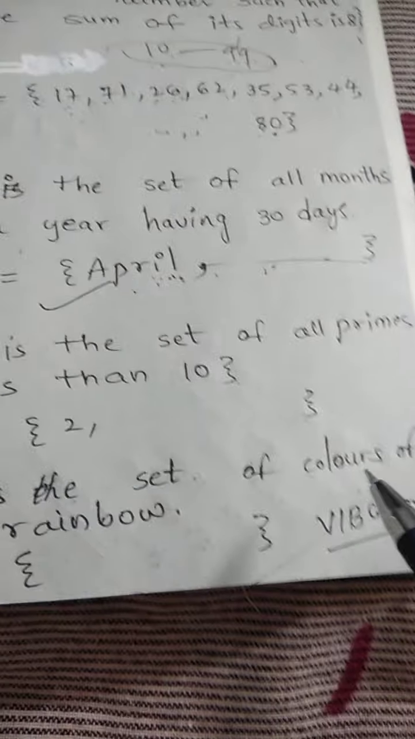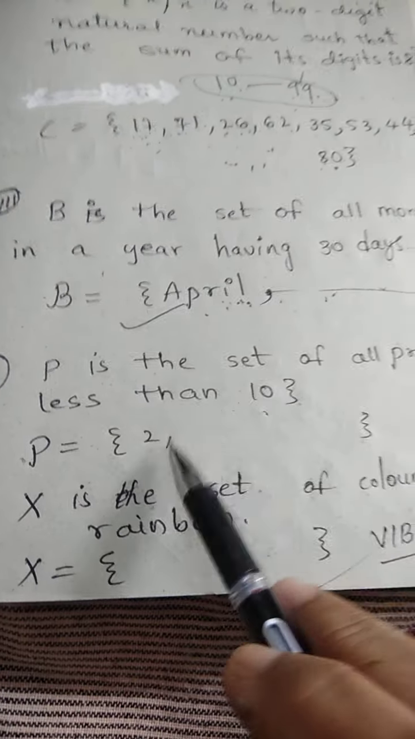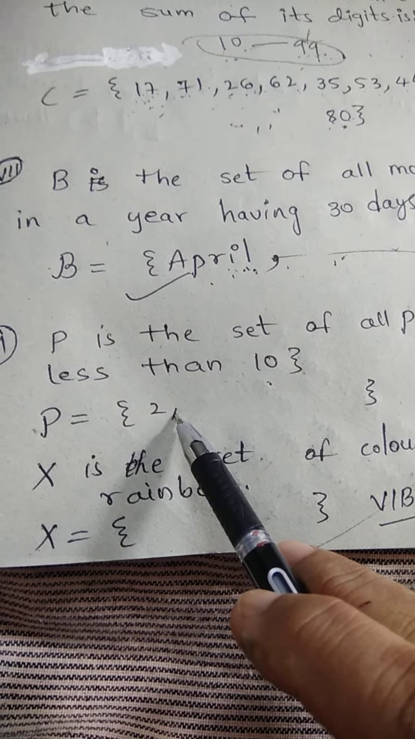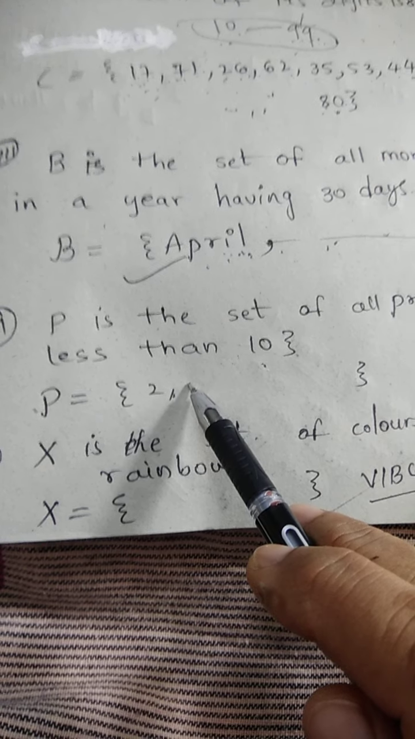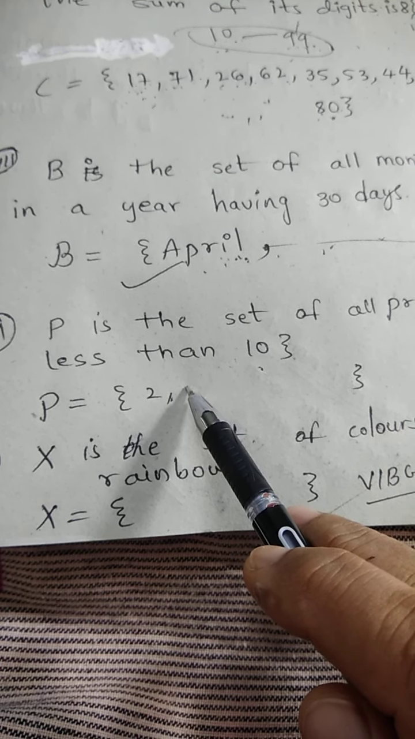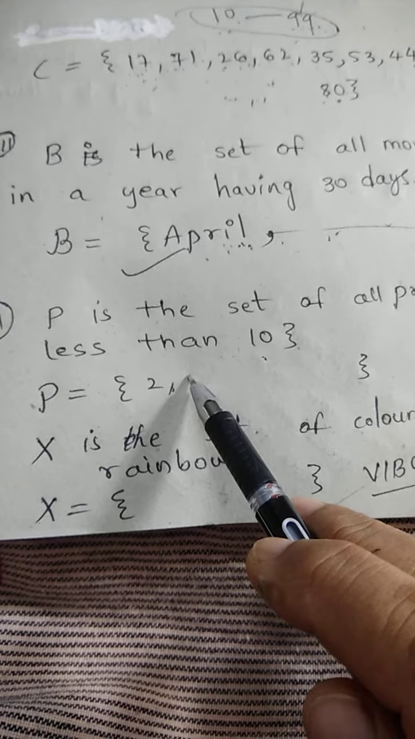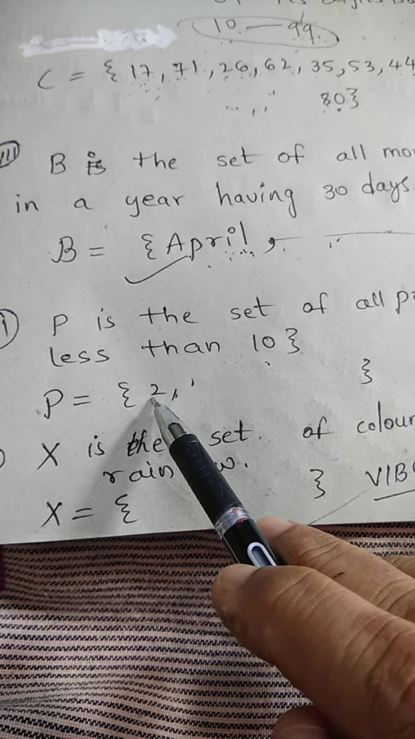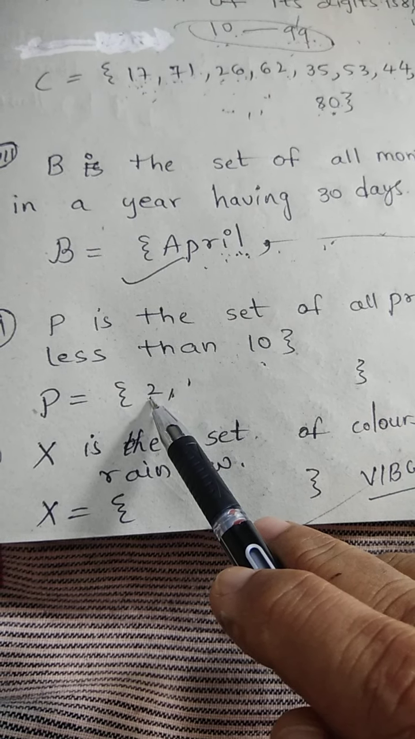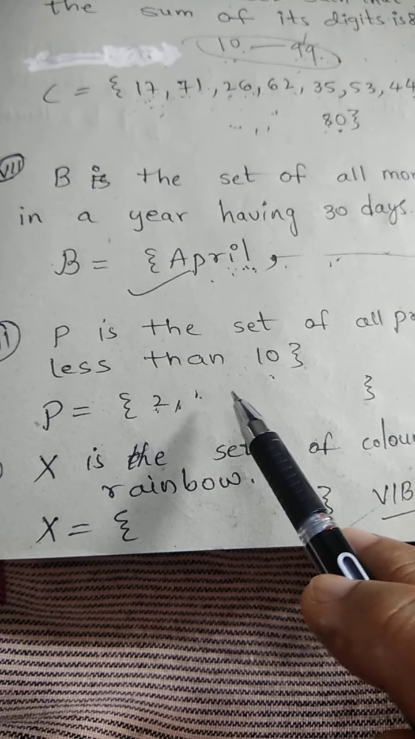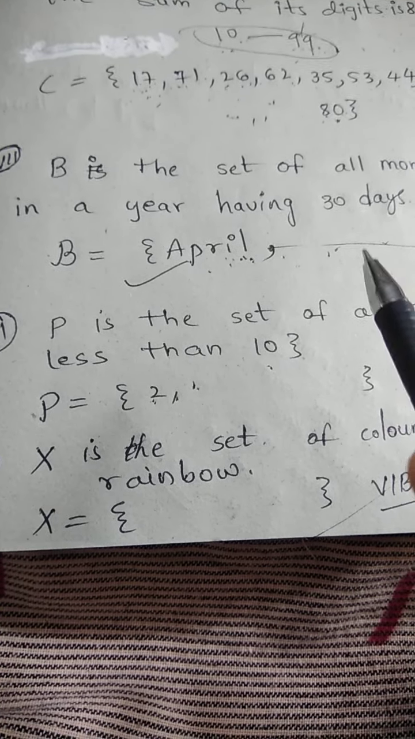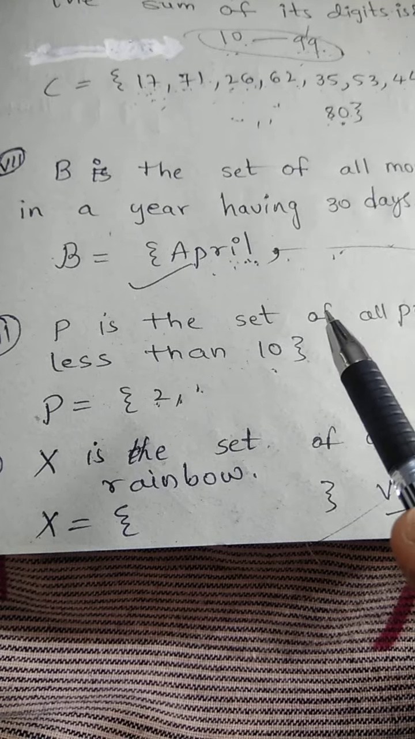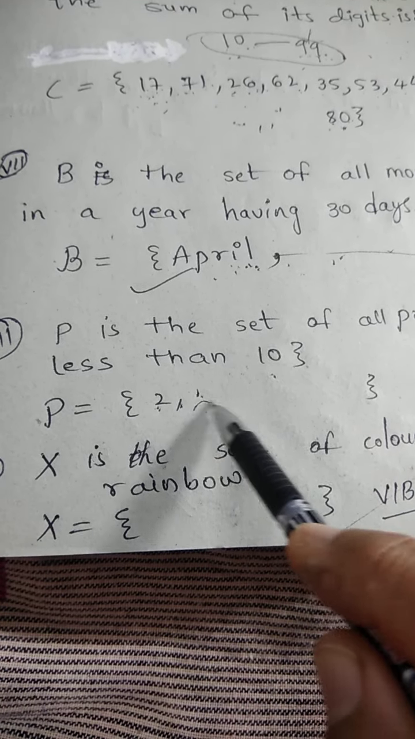Okay. Next question. P is the set of all primes less than 10. Primes means prime numbers. Prime numbers are those numbers which have only 2 factors, 1 and itself. They are not divisible by any number other than 1 and itself. So the first prime number is 2. Then after that 3. Then no 4, because 4 is divisible by 2 also. So 5. Then 7. Like this. You note down, this is also your home assignment.